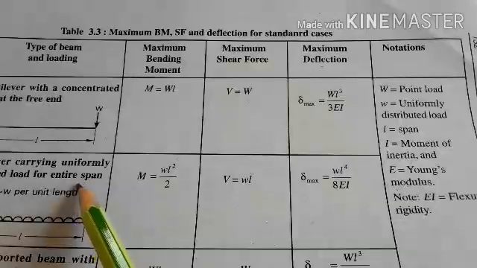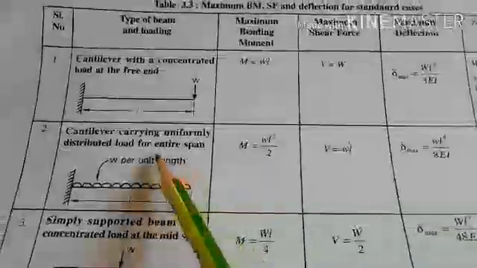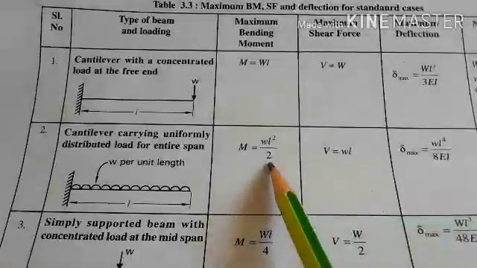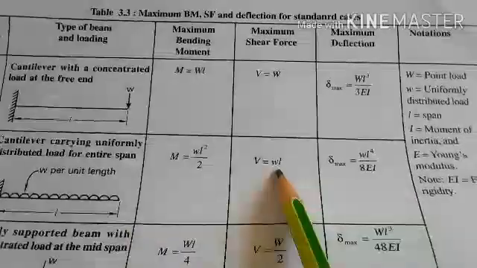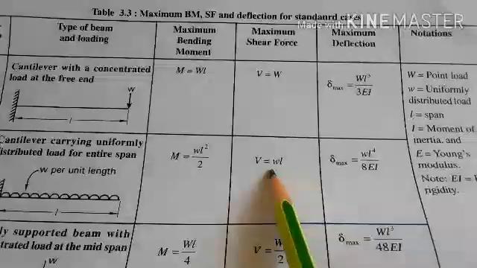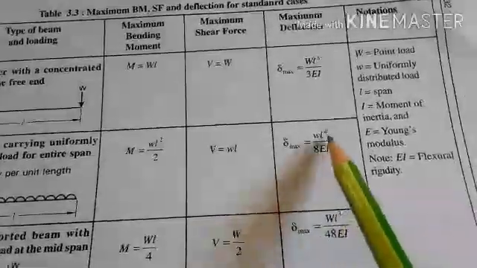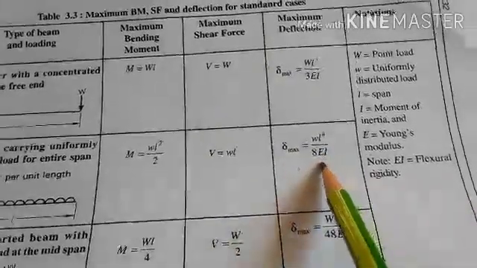And if a cantilever beam subjected to UDL is given, this is the second case, a cantilever beam subjected to UDL over span L. Then the maximum bending moment is M equal to WL square by 2, the shear force at support will be V equal to W into L, and the maximum deflection will be WL raised to 4 by 8EI.